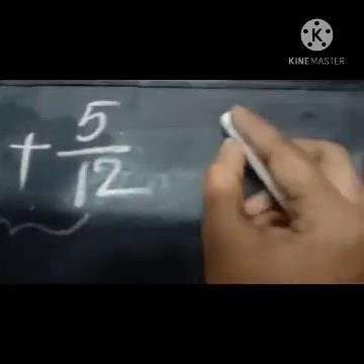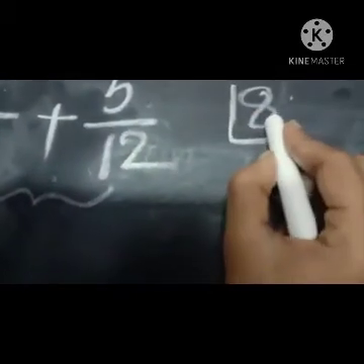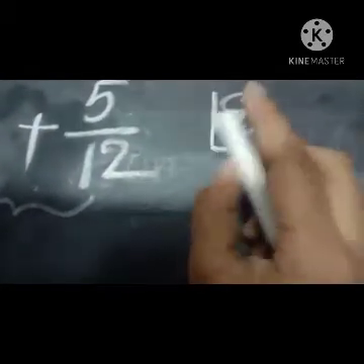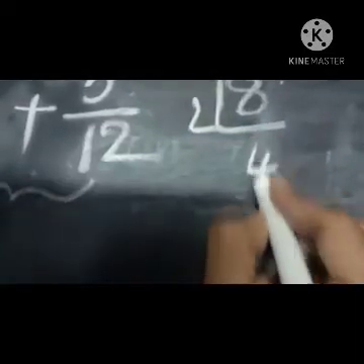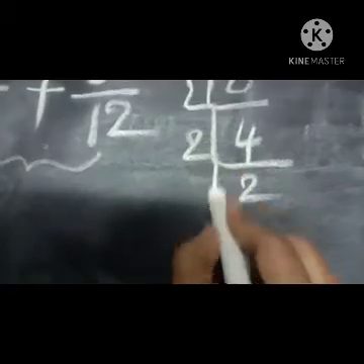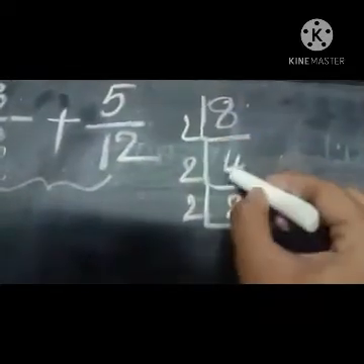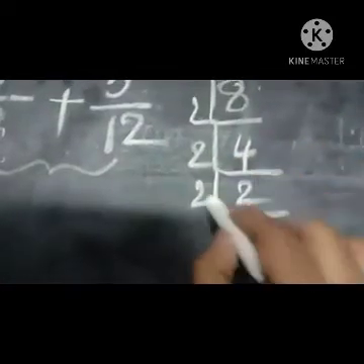See here, 8. What is the first number? 8. Say 8 in the 2 table. 8 is there or not? Yes. 2 4s are 8, next 2 2s are 4, and next 2 1s are 2. Okay children, see here, 2 4s are 8, 2 2s are 4, 2 1s are 2.